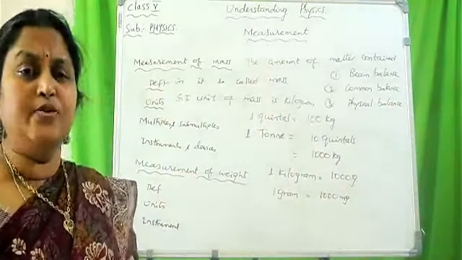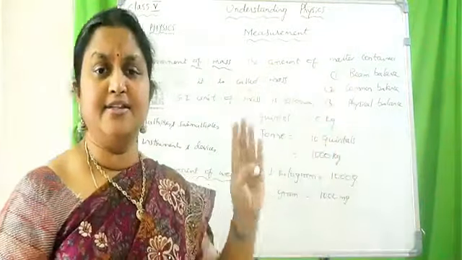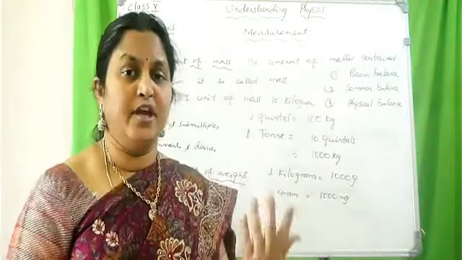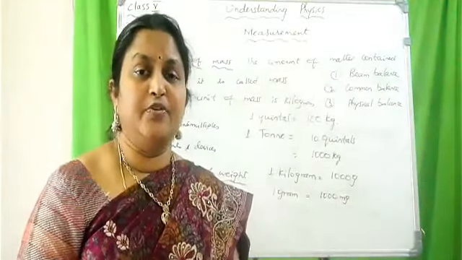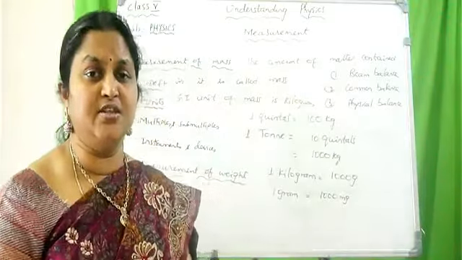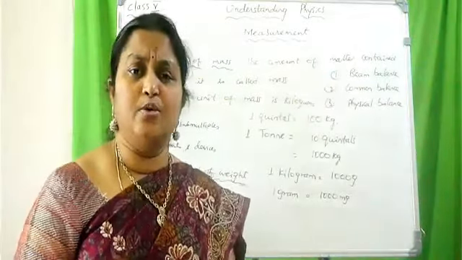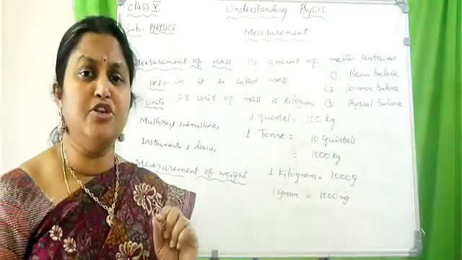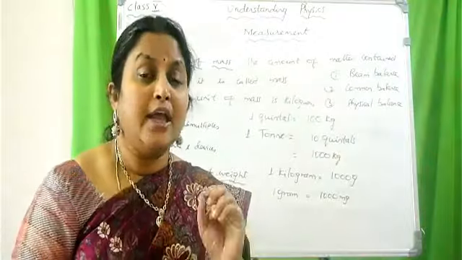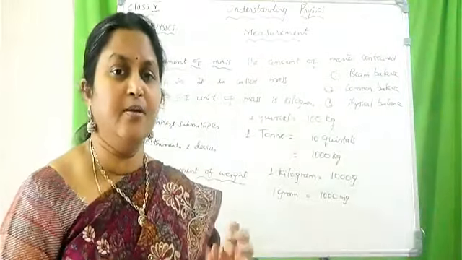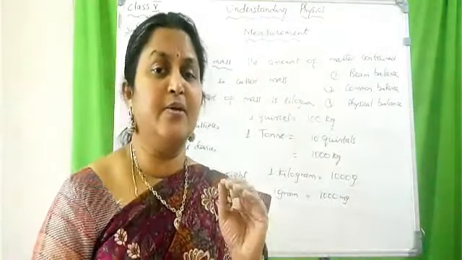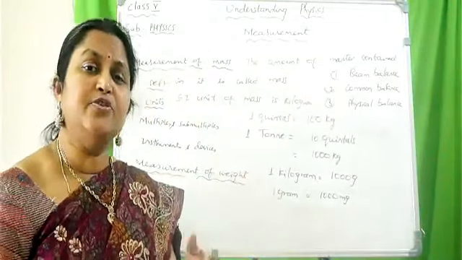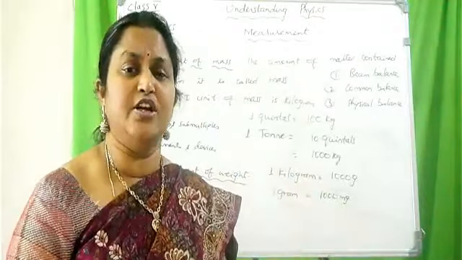Where do we use the beam balance, common balance, and physical balance? The beam balance is used especially whenever we go to jewelry shops. Why is it used only there? Using this beam balance, we can measure only smaller quantities accurately. The measurement is accurate, but we cannot measure larger quantities. For that reason it is especially used in jewelry shops.